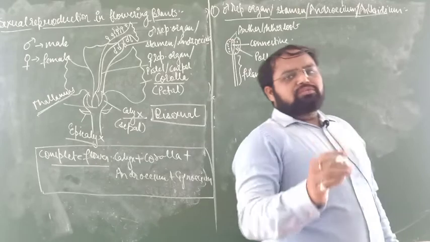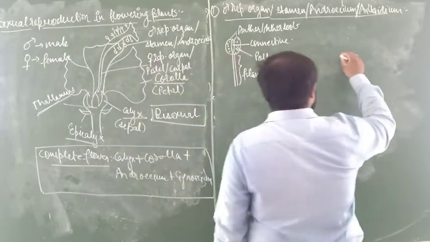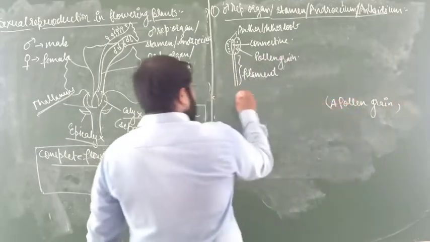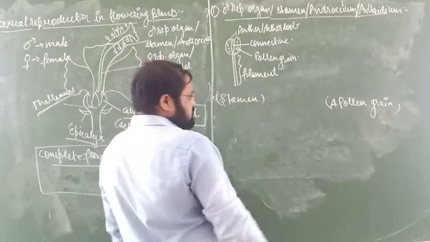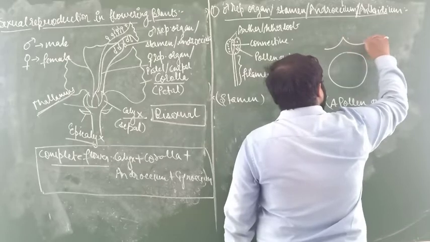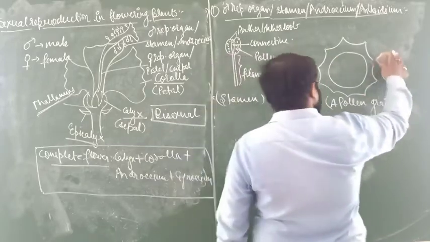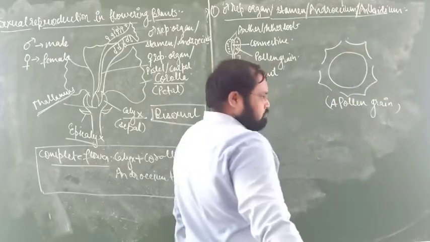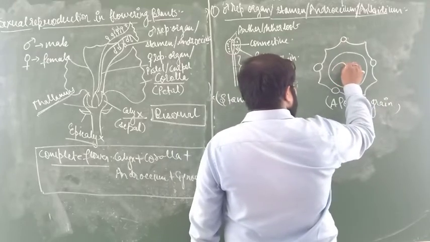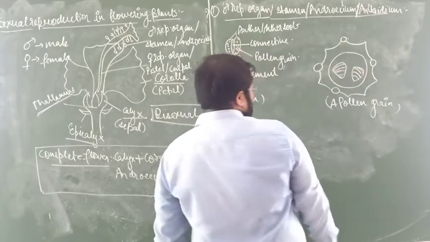In your syllabus, the structure of the pollen grain will be written. We are going to discuss it very carefully. Listen carefully. If you look at the pollen grain, one pollen grain is covered by two layers. This is the structure of a typical pollen grain.